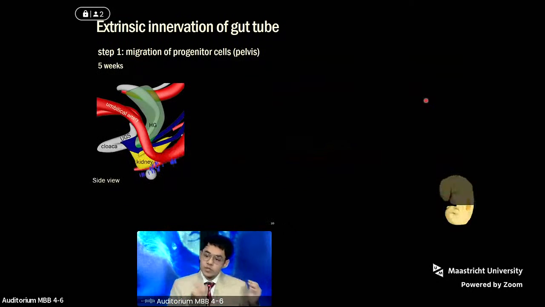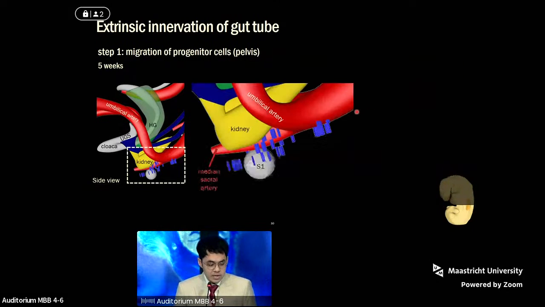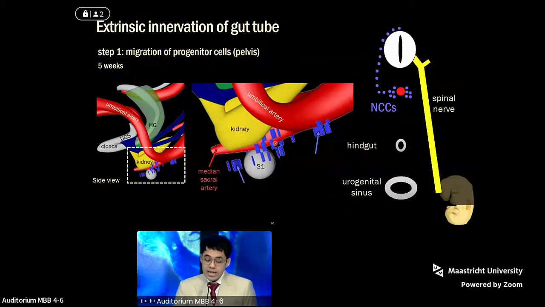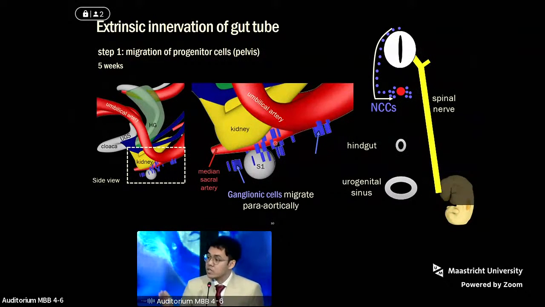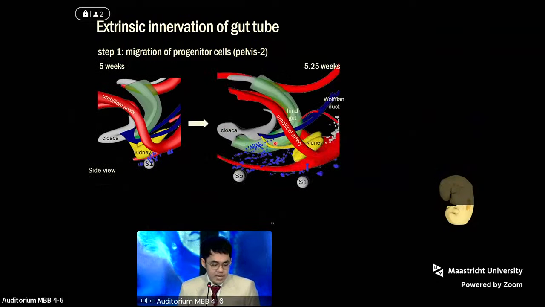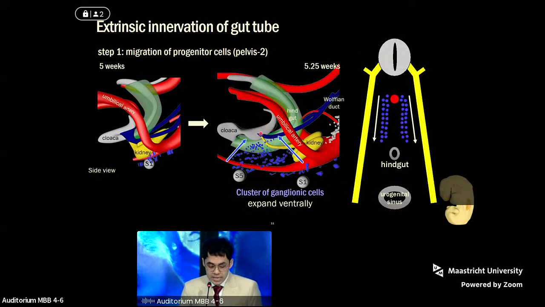So let's move to the lesser pelvis. In the lesser pelvis, there are also ganglionic cells here, found lateral to the median sacral artery, the caudal extension of the aorta in the lesser pelvis. So these cells also migrate para-aortically to the lateral side of the aorta, but in this region, these ganglionic cells expand ventrally toward the gut tube, different from the cranial part.